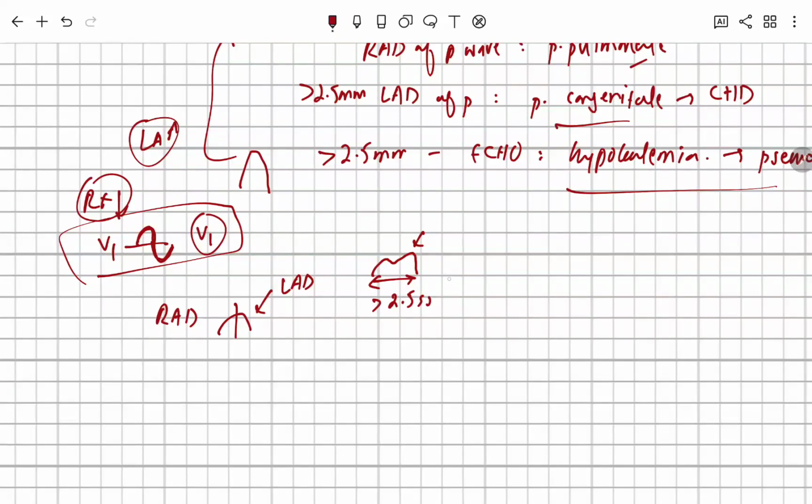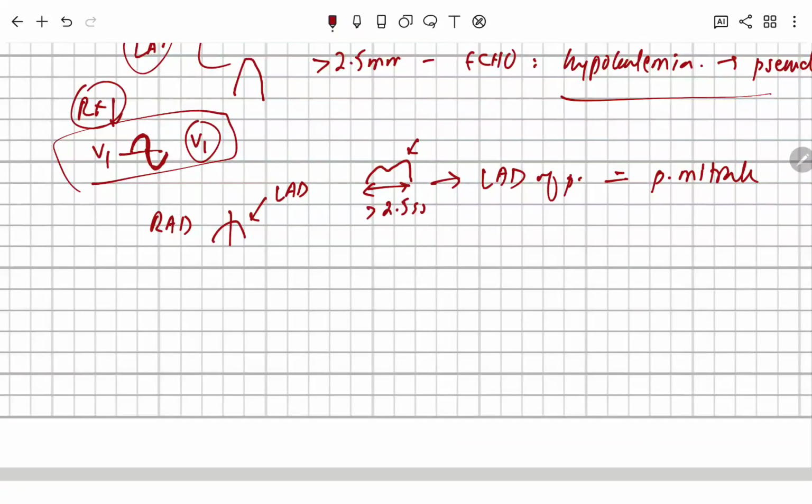and along with that we see left axis deviation of P wave, this condition is called P mitrale. If we see a mirror image of this, where the first part is larger than the second part, and the width is more than 2.5 small scales, this condition is called P tricuspidale.